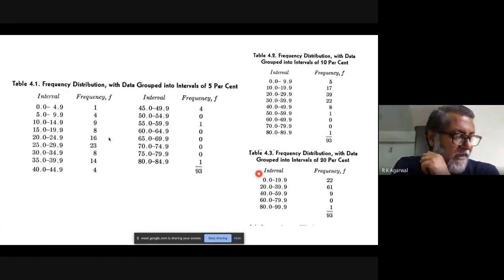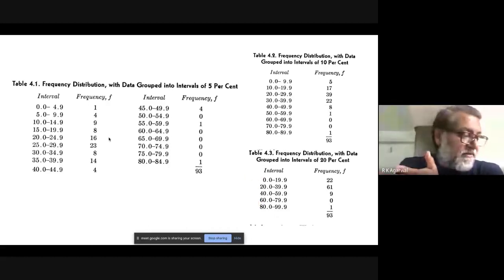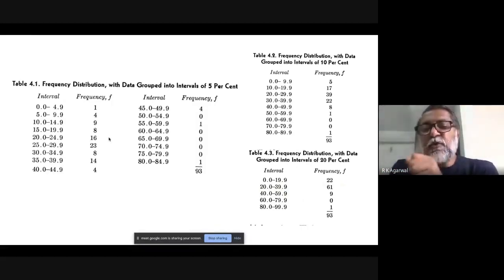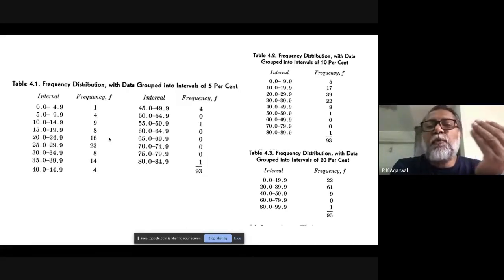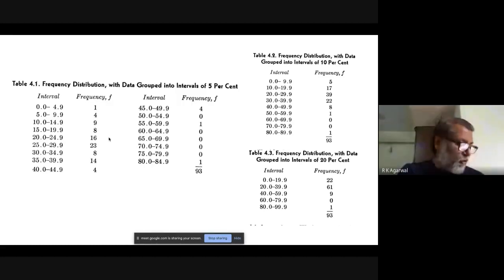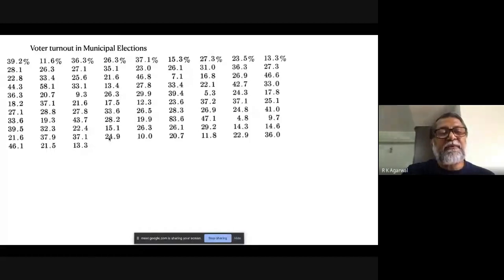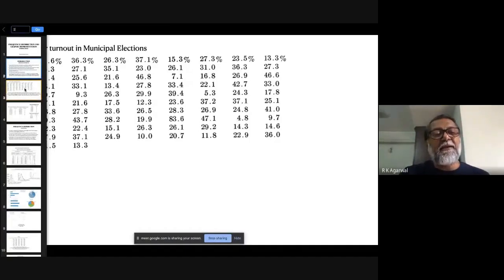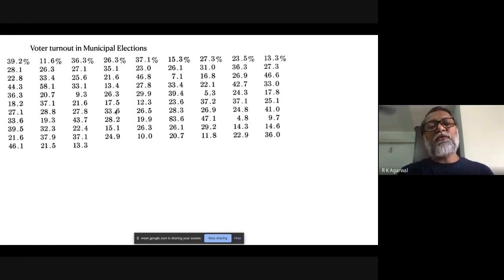But when you have only a very few number of classes, the loss of information is even more. That 61 fall between 20 and 40. So basically, if you compare table 4.3 with table 4.2, you will find that the loss of information in table 4.3 is more than the loss of information in table 4.2. Likewise, loss of information in table 4.2 is more than the loss of information in 4.1. But if you go to the first slide, the raw data slide, then here there is no loss of information.